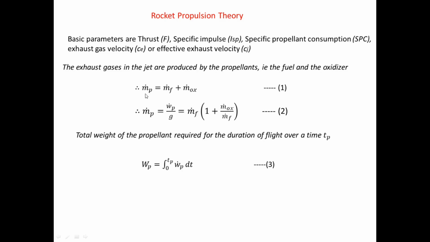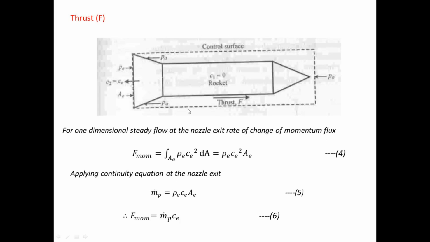Now here, the mass flow rate of the propellant will be equal to the mass flow of the burnt gas at the outlet, that will be equal to m dot F, that is mass flow rate of the fuel, plus mass flow rate of the oxidizer. So m dot will be equal to the weight flow rate of the propellant by g, or m dot F into, if you are taking m dot F outside, 1 plus the oxidizer flow rate by fuel flow rate. The total weight flow rate over time is not important at all. Just remember, m dot P will be equal to m dot F plus m dot OX, the oxidizer.